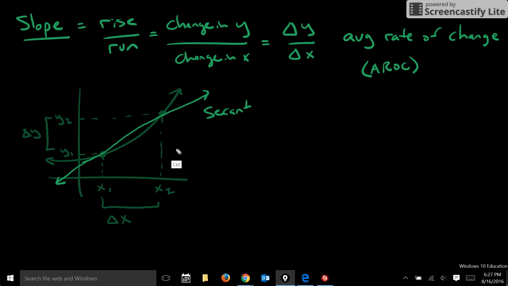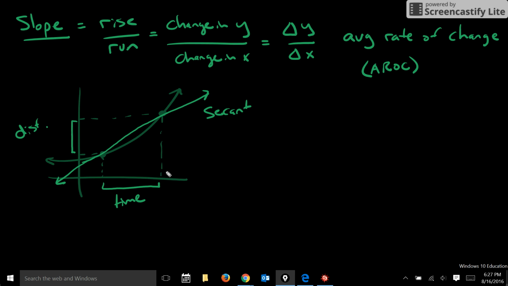So for instance, if on my x-axis this is time, and this is, say, distance or something like that, then over this amount of time, I traveled this much distance. So in this span of time, my distance changed by this much, and that's my average rate of change. Something like miles per hour would be your unit.